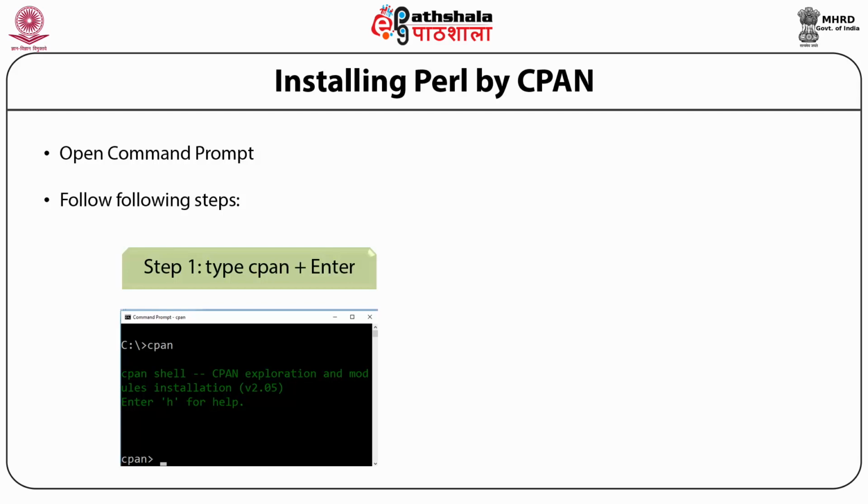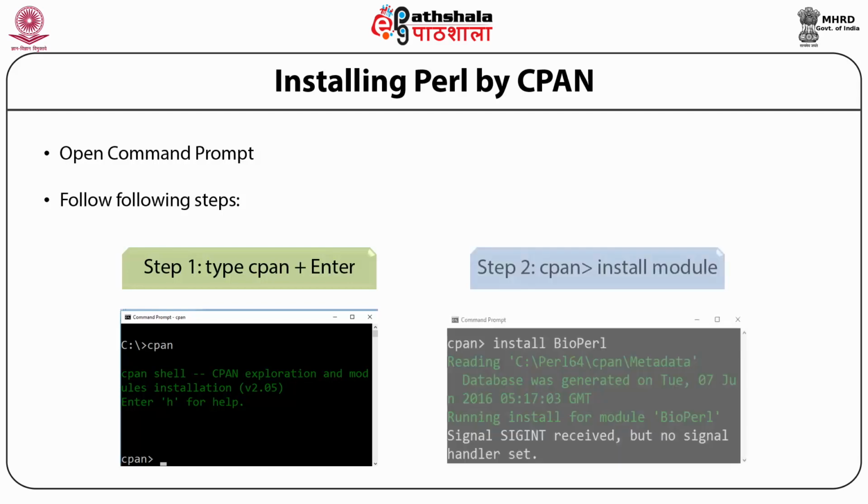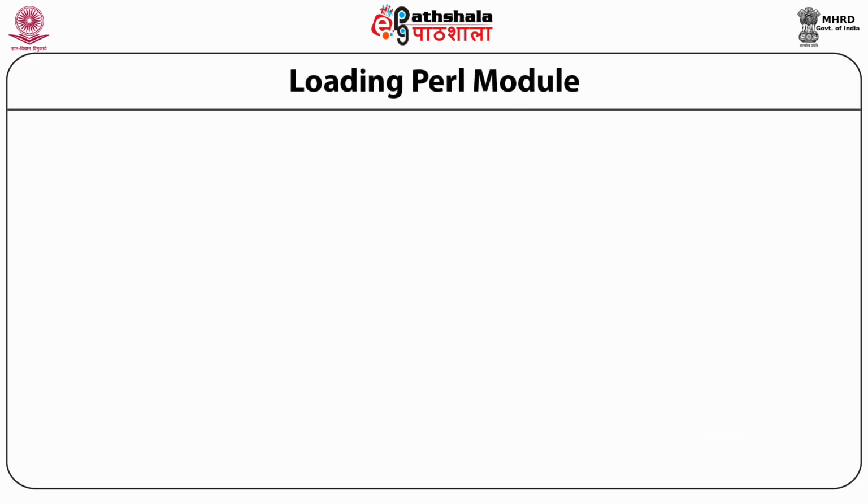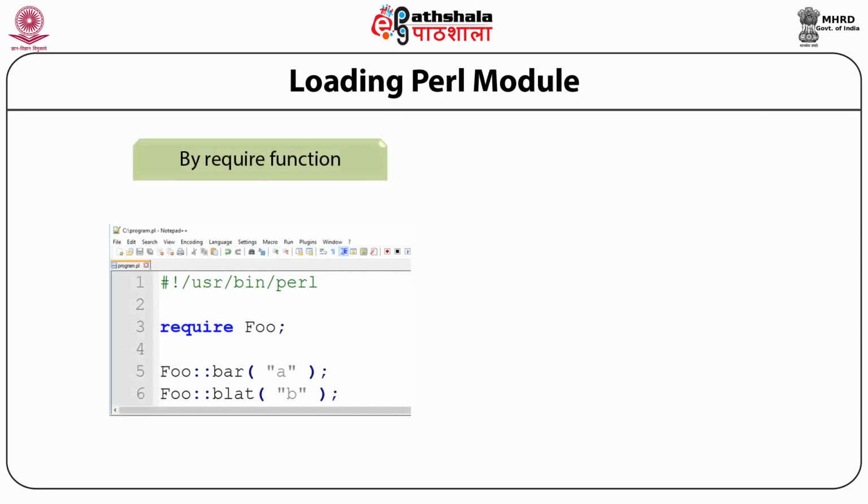A message will appear on the command prompt screen, which can be seen as cpan before the greater than sign at the command prompt. And the second step is we just need to type install and the module name. For example, install BioPerl, which is a module name. Then the installation will start and it will download all the necessary files from the internet and complete the installation.